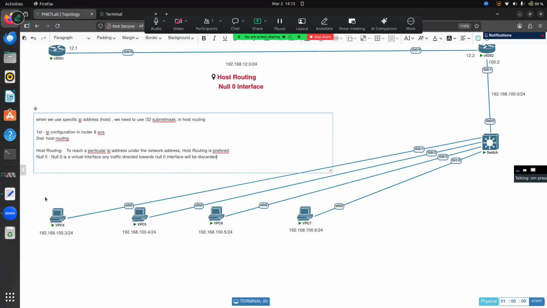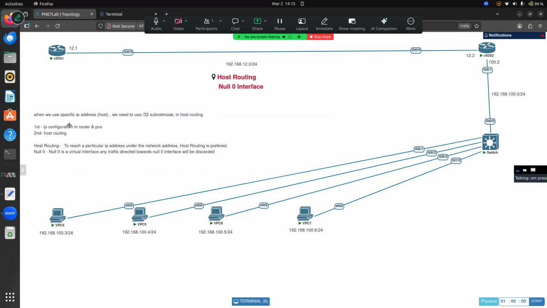Suppose I make this interface null zero. Then when my packet comes towards this interface, the packet will be discarded. Okay. With practical, I'm going to show you that. And same thing here.